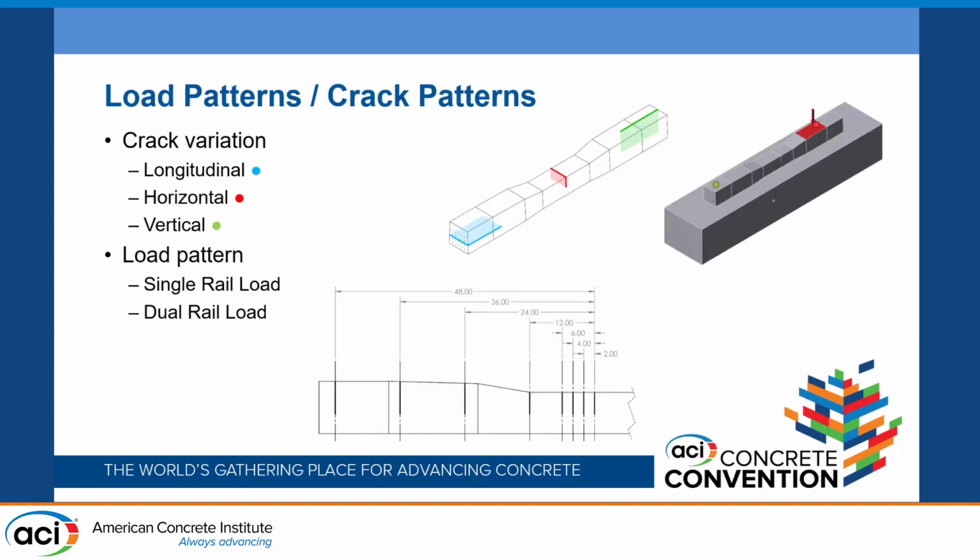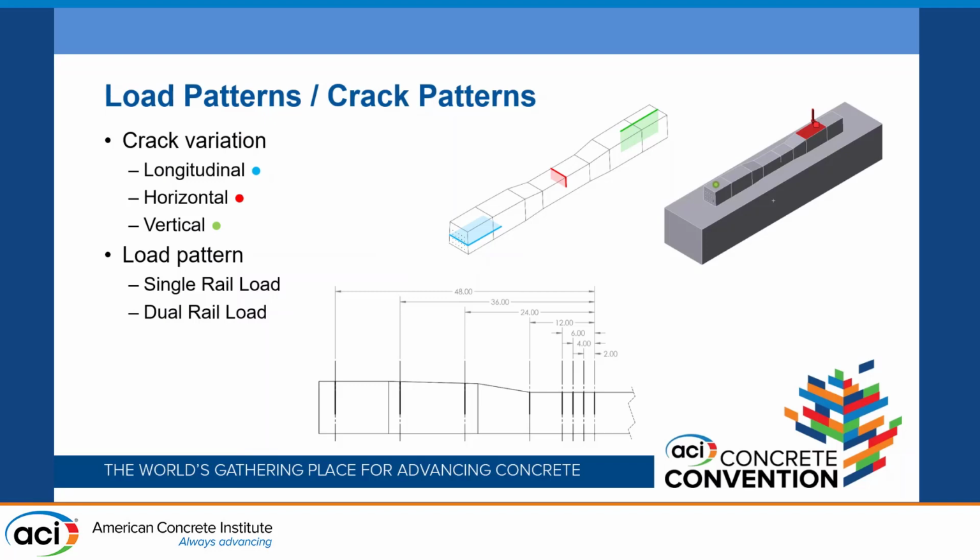So as far as load patterns and crack patterns, as shown in the top figure there, we are concerned in this research with longitudinal, which would be typical of a splitting bursting crack, the horizontal in red in the center, which is typical of a center negative, and then the vertical cracks in green, which would also be typical of a splitting bursting failure.